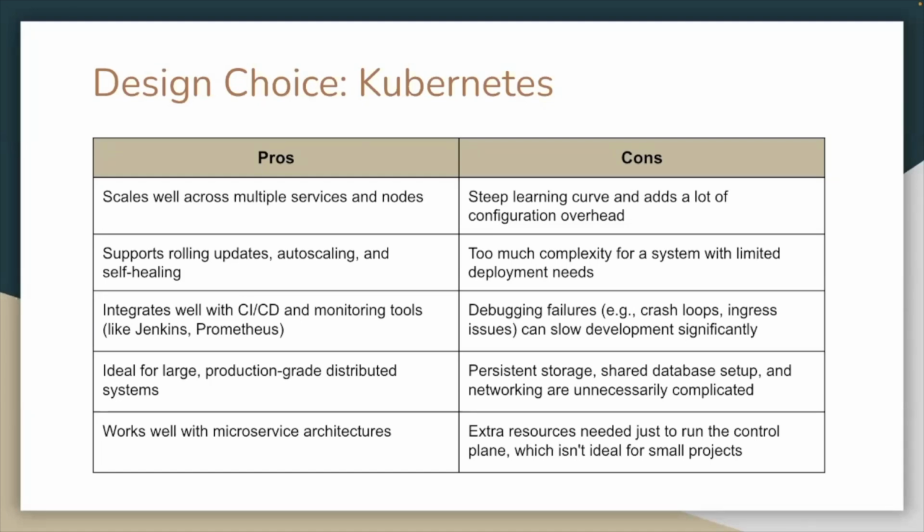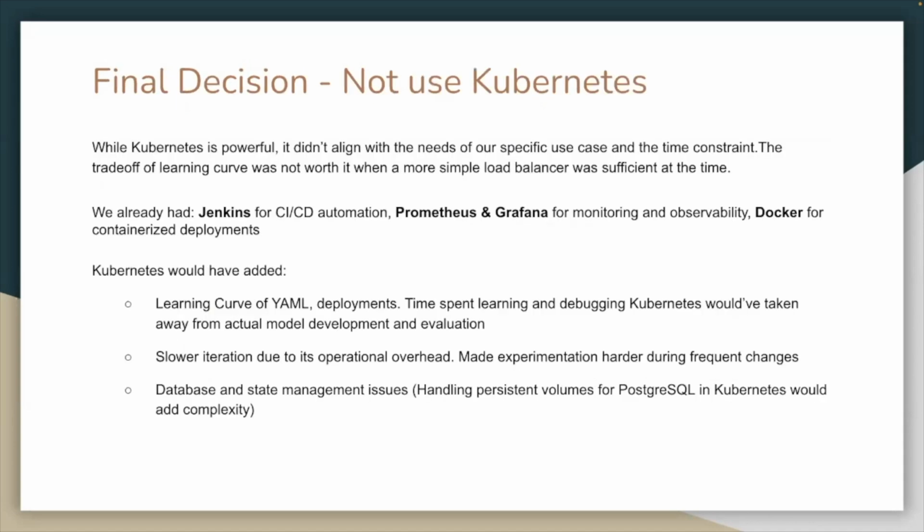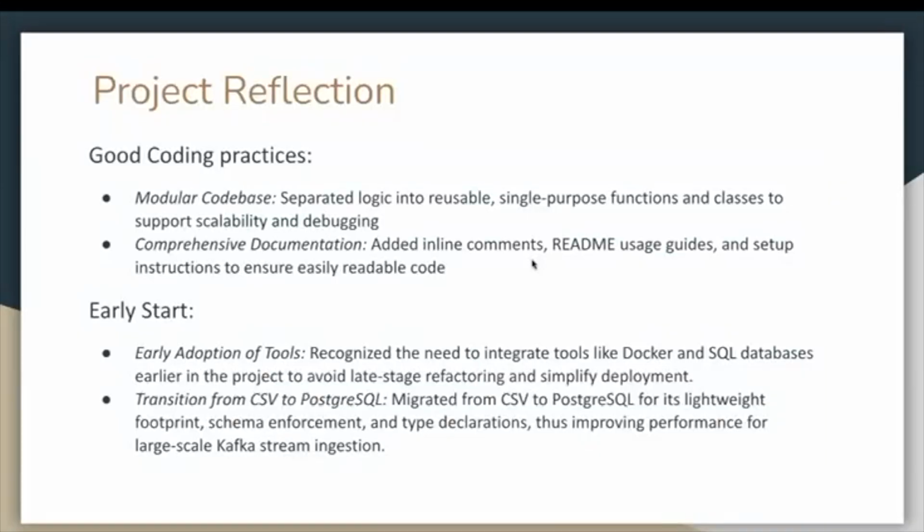Kubernetes also leads to debugging failures and it slows development significantly. We also need persistent storage, shared database setup, and networking, which made things pretty complicated for us. So finally, we decided not to use Kubernetes. While Kubernetes is really powerful, it did not align with the needs of our specific use case and time constraint. The trade-off for the learning curve was not worth it when a simple load balancer was sufficient at the time we were designing our recommendation system.